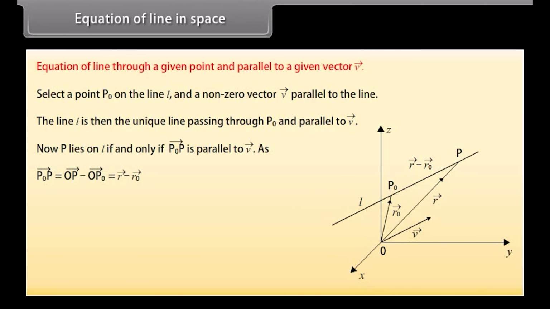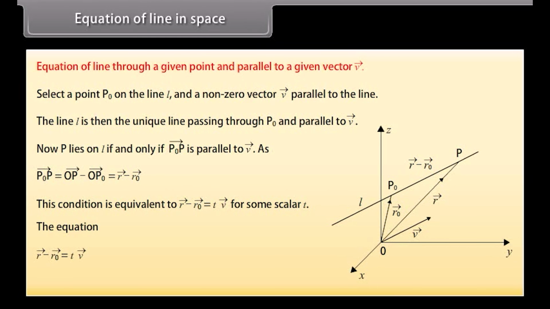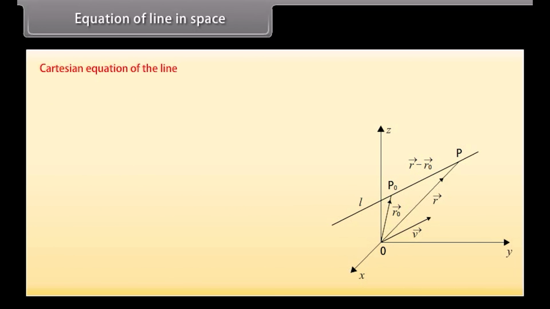As vector P0P is equal to vector OP minus vector OP0, which equals vector r minus vector r0. This condition is equivalent to vector r minus vector r0 equals t vector v for some scalar t. The equation vector r minus vector r0 equals t vector v is called a vector equation of the line L. Cartesian equation of the line.